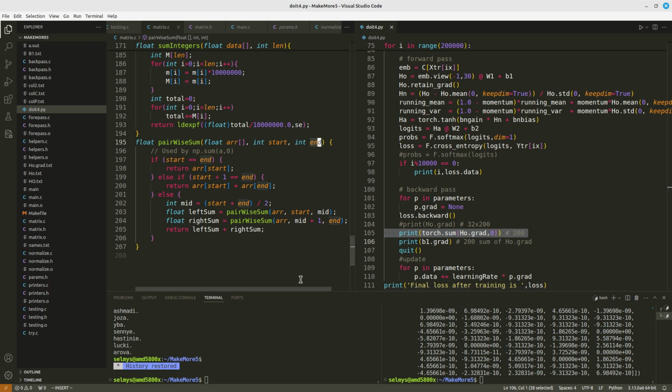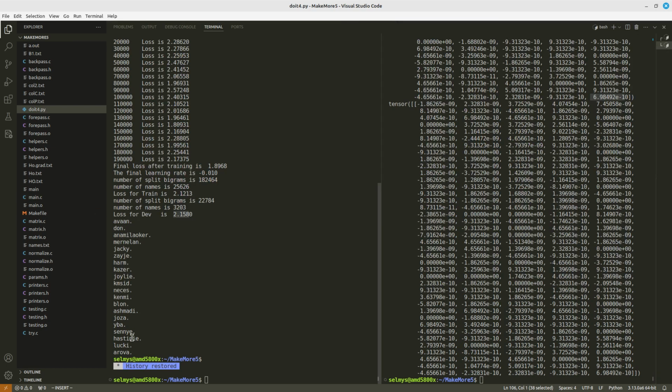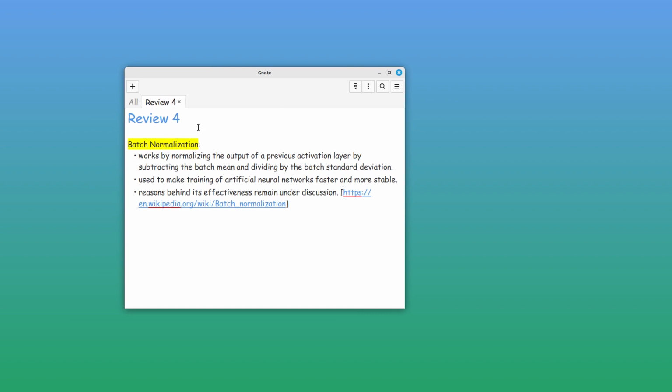Anyway, for what it's worth, I think my program is pretty good. It's not 100%. The names I get are not too shabby. The results I get for my loss, not too shabby. Things seem to work okay. So I think I'm going to end it here. I think I have a little review here for batch normalization.